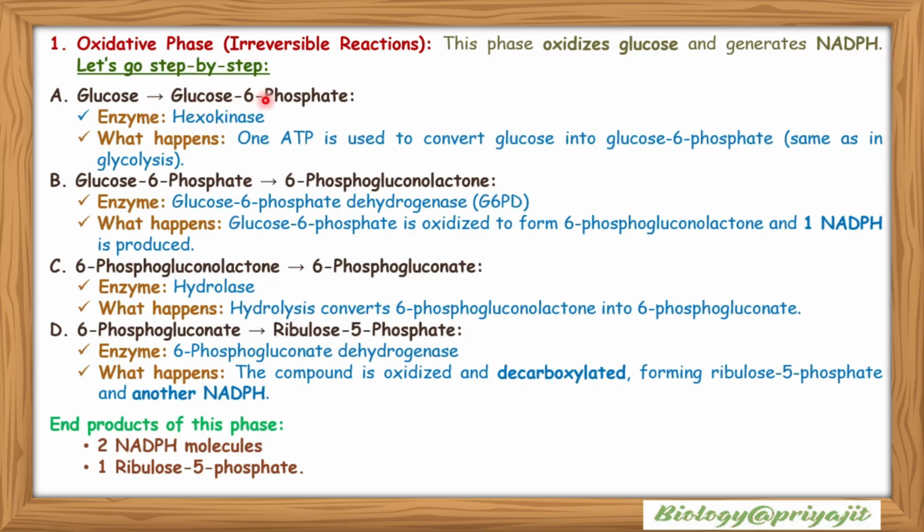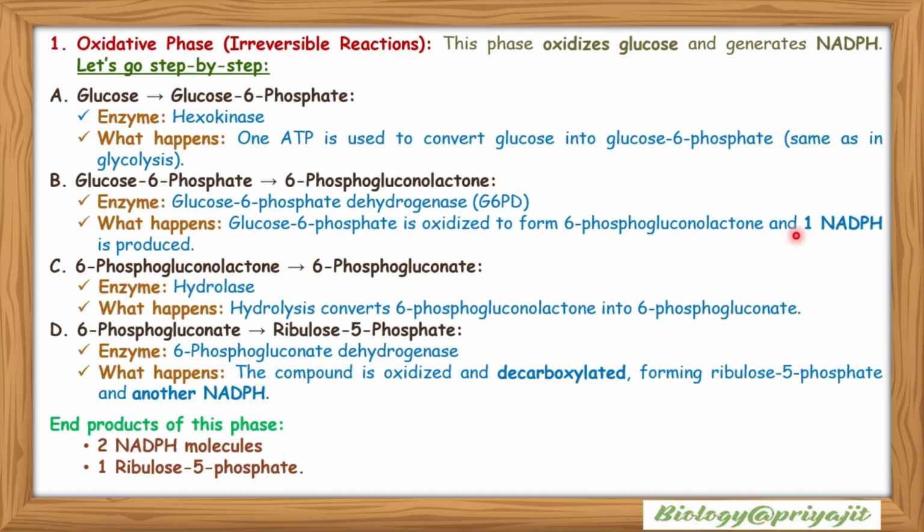Glucose is converted into glucose 6-phosphate. The enzyme is hexokinase. What happens? One ATP is used to convert glucose into glucose 6-phosphate, which is the same as in glycolysis. The glucose 6-phosphate is then converted into 6-phosphogluconolactone. The enzyme needed for this reaction is glucose 6-phosphate dehydrogenase, or G6PD. What happens? Glucose 6-phosphate is oxidized to form 6-phosphogluconolactone and one NADPH is produced.